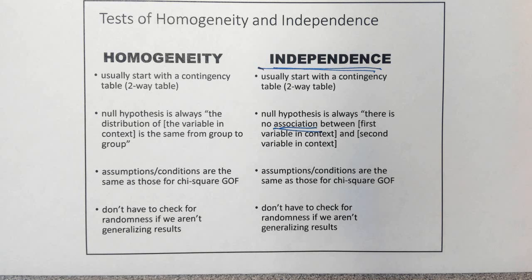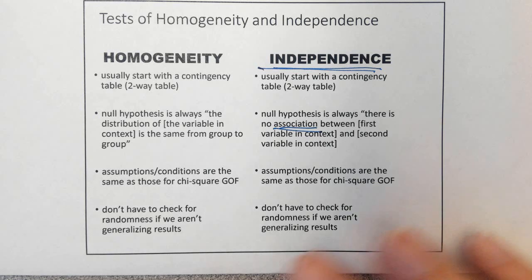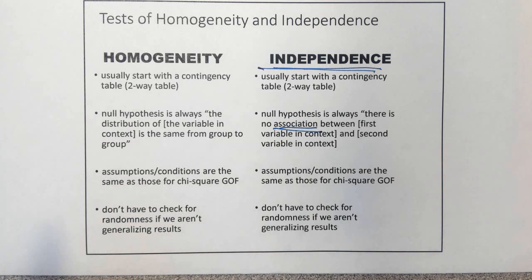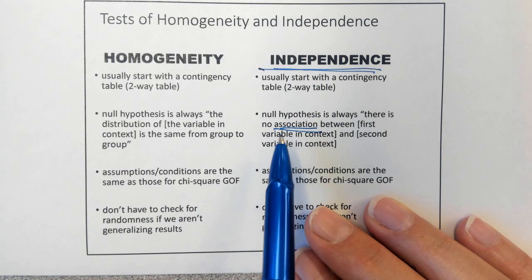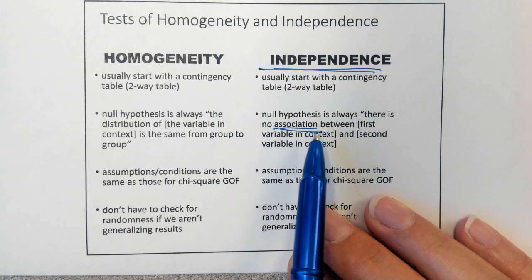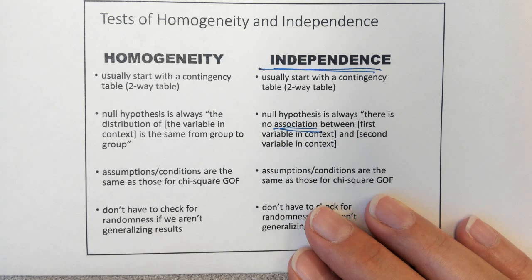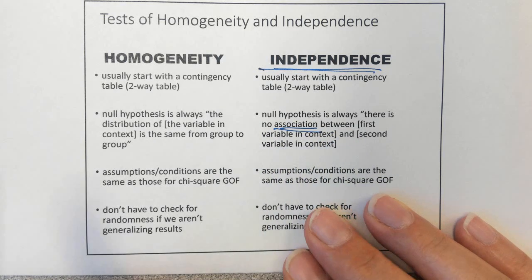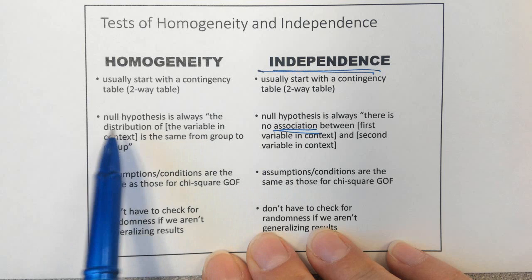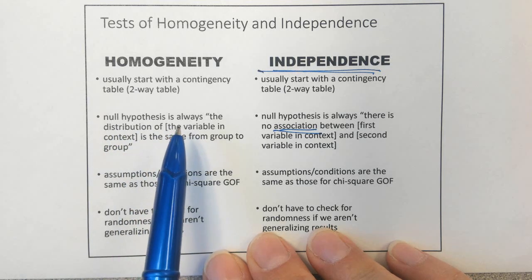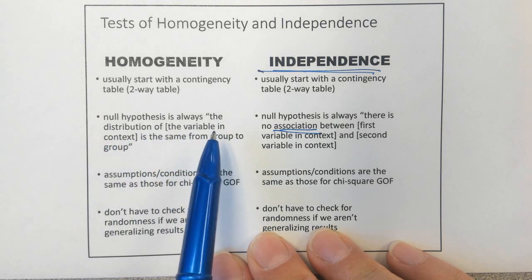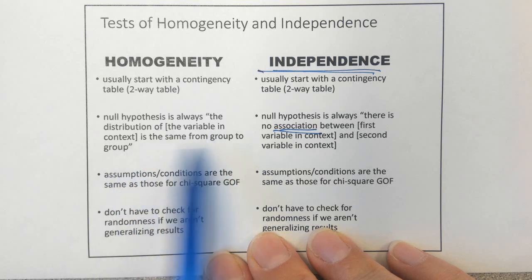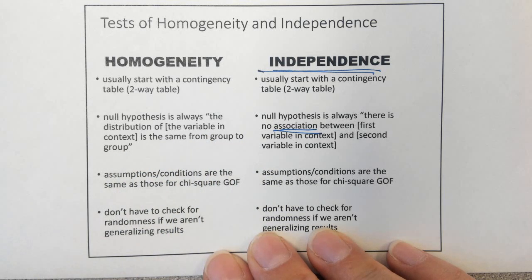So homogeneity means you have groups that are the same. So it's really about wording. And the independence is the easiest one to nail down because almost always you'll see that word association in your problem stem. So your null hypothesis is that all your groups are the same. The distribution of whatever your variable is the same for all groups, or from group to group.